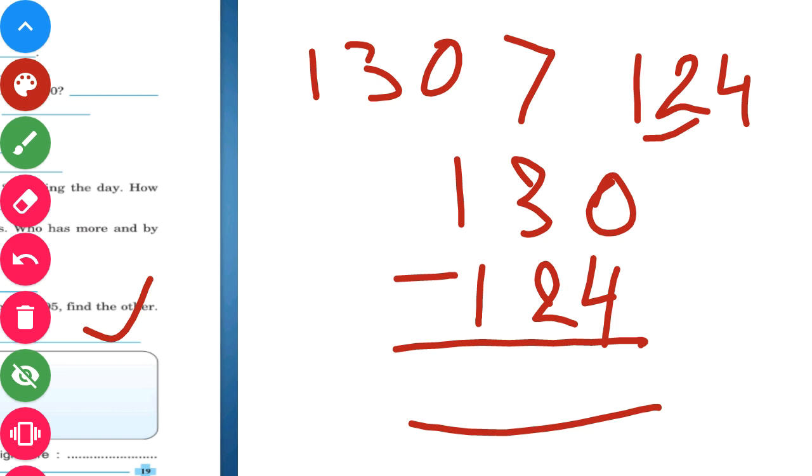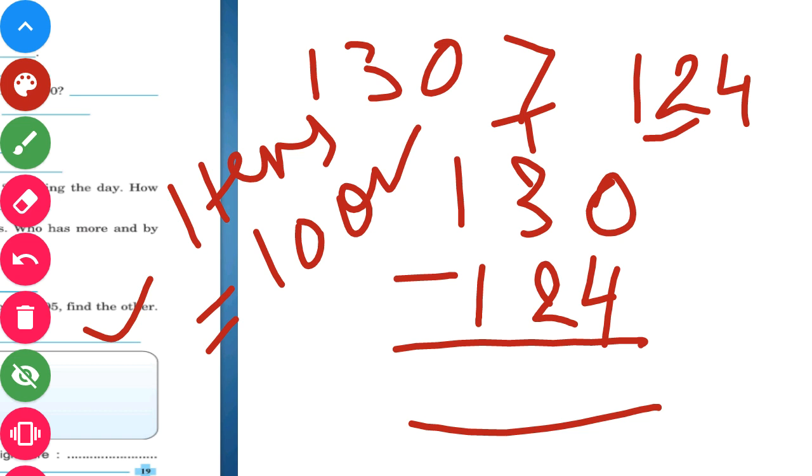0 में से 4 हम माइनस नहीं कर पाएंगे. क्यों? क्योंकि 4 is greater than 0. So this 0, अब ये 0 क्या करेगा? अब ये 3 के पास जाएगा बोरो करने. 3 इसे 10 बोरो देगा. 3 की प्लेस क्या है? 10 से. सो 3 क्या करेगा? 1 बोरो करेगा इसे. And we know that 1 tens equal to 10 ones. Okay.